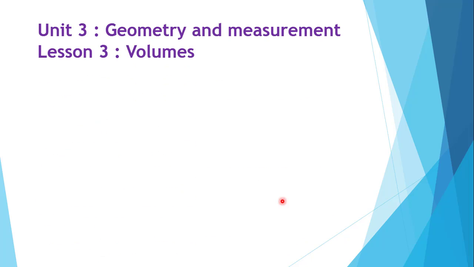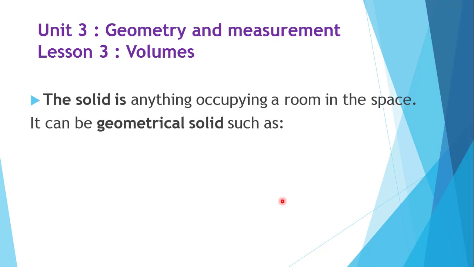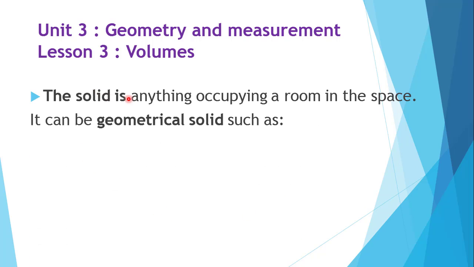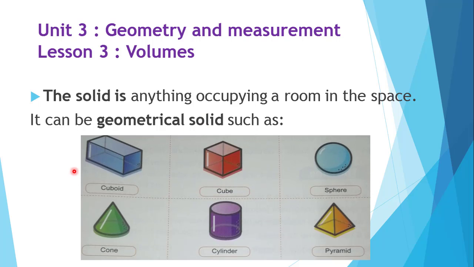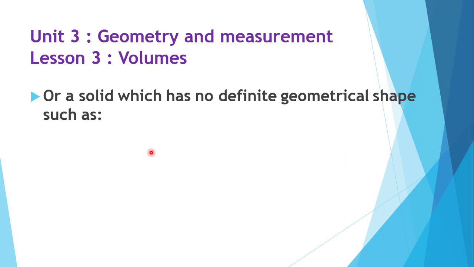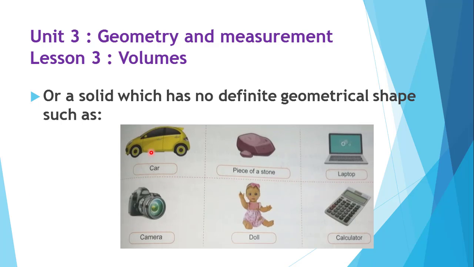Okay, let's discuss the volume. But before we discuss volume, I want you to remember that a solid is anything occupying a room in the space. It can be a geometrical solid, such as many solids we have studied before, like cuboid, cube, sphere, cylinder, and so on. They consist of geometrical shapes. Or a solid which has no definite geometrical shape, like a car, a piece of stool, a calculator, and so on.